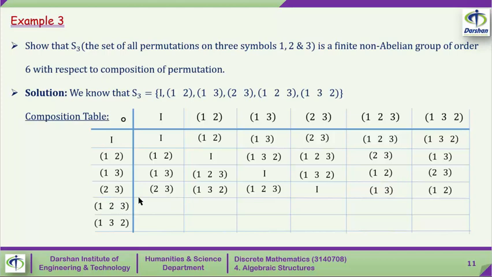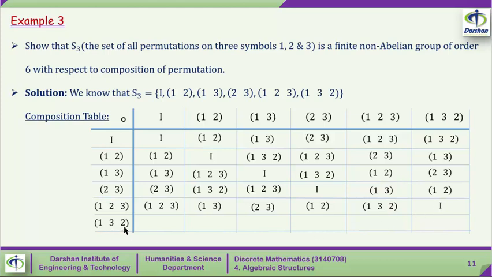Now (1 2 3) of I we get (1 2 3) itself. (1 2 3) of (1 2) we get (1 3). (1 2 3) of (1 3) we get (2 3). (1 2 3) of (2 3) we get (1 2). (1 2 3) of (1 2 3) we get (1 3 2). (1 2 3) of (1 3 2) we get the identity element.